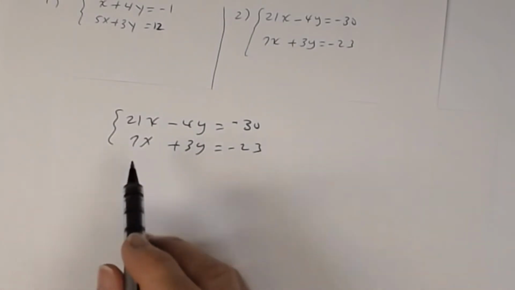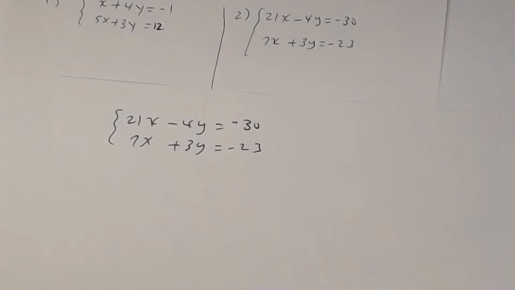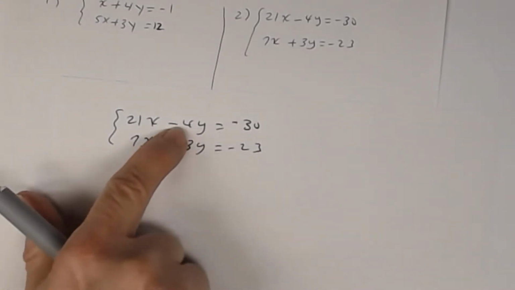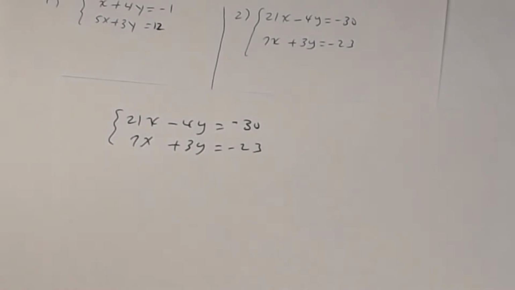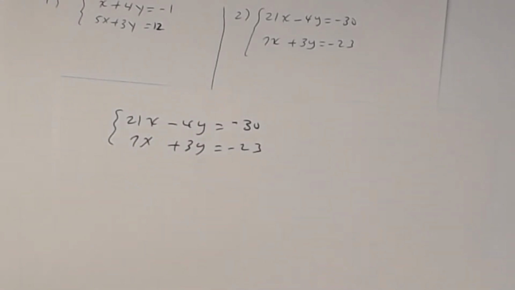Remember, at some point you have to add, right? If I add them, nothing is going to be eliminated. 21x plus 7x is not 0. Negative 4y plus 3y is not 0. So I have to find the least common multiple of either the x's or the y's. It does not matter.